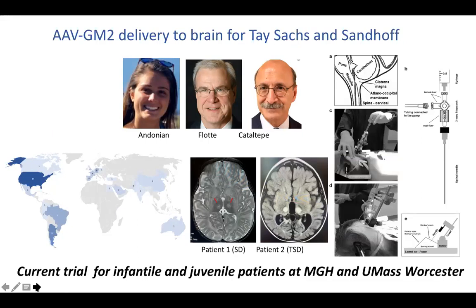Another trial that is already underway at our center is an AAV-GM2 delivery to brain for Tay Sachs and Sandhoff disease. That is another devastating disorder of infancy, where we are now seeing children come to us from all over the world. This is a collaboration with UMass Worcester, where we are delivering not only into the intrathecal spinal cord space, CSF space, but also directly to brain. And this is done by a very skilled neurosurgeon, Dr. Katal Tepe, and you can see in both these cases, right after the delivery, there's a little bit of edema here in the thalamus, but that then disappears over the coming weeks and months.